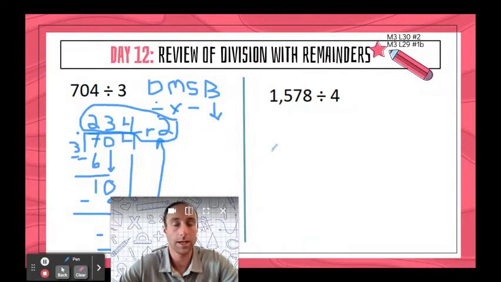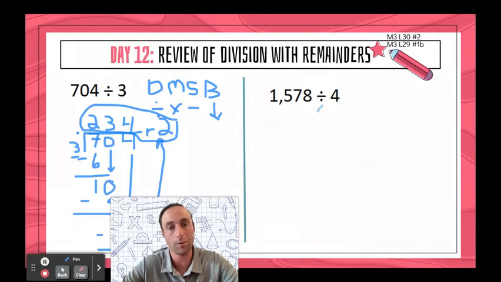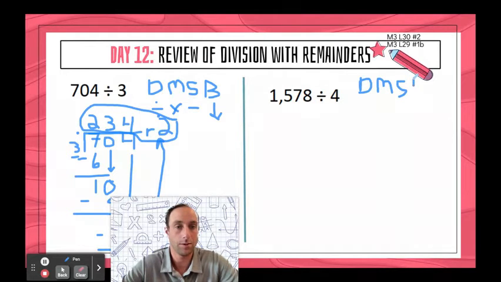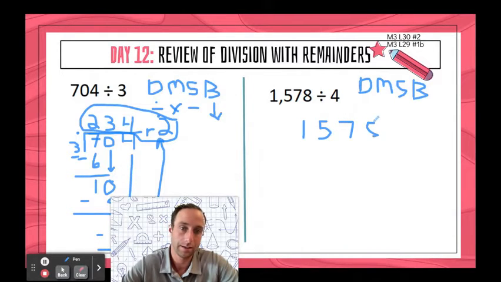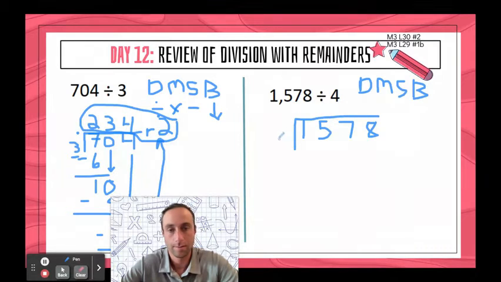All right, so for the next problem here, we have a 4 by 1 digit division problem here. So as always, D, M, S, and B. That way I don't forget all the steps I need. Write this problem out so we can be successful here. 1,578 divided by 4.